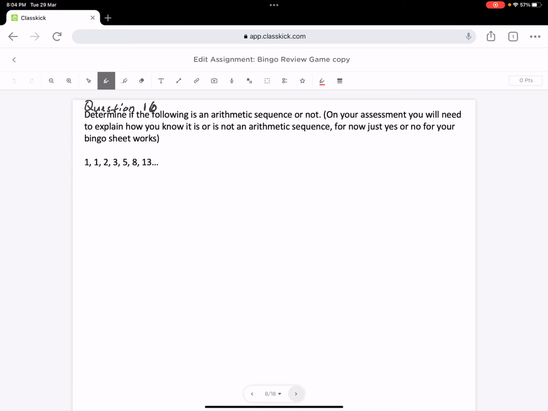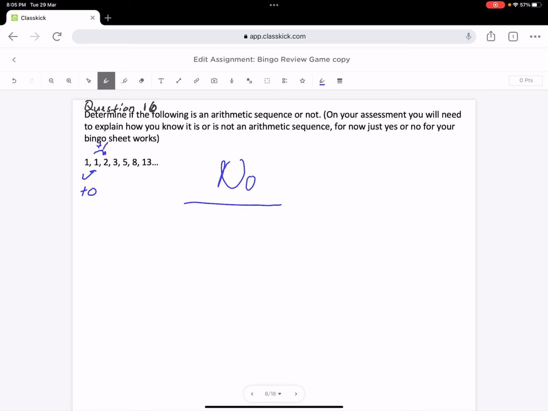The next one, question number 16. Let's go back to black. Determine if the following is an arithmetic sequence or not. So I'm going to do blue here. If we're determining whether it's an arithmetic sequence, every term has to be added by the same difference to get the next term. Here I see it's plus 0. Here I see it's plus 1. Right away I can stop. No, this is not an arithmetic sequence because we are not adding the same difference to every term.